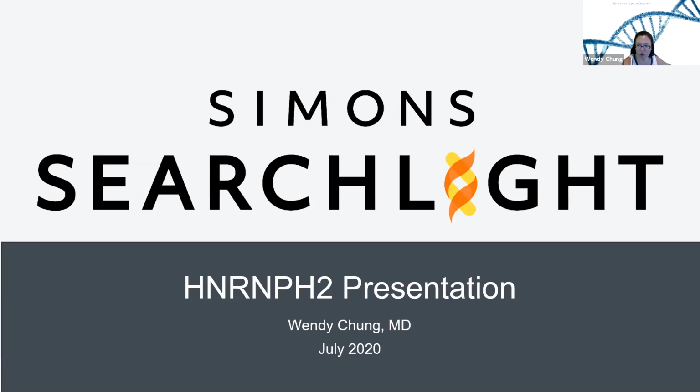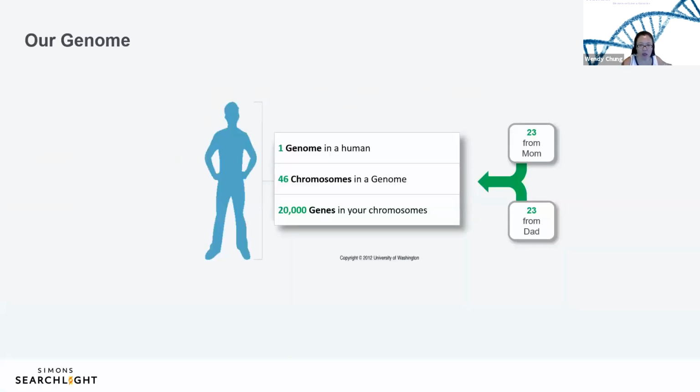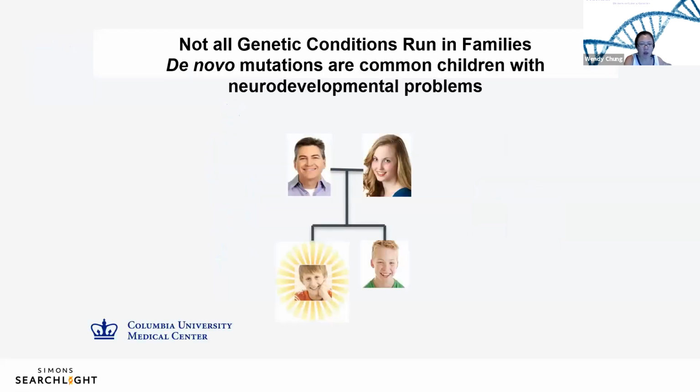I'm going to talk to you about what we know about HNRNPH2 from the Simons Searchlight study. So I'll start out with a little bit of explanation for genetics to help you understand your genetic test report for your child. And in thinking about this, we have a lot of genetic information in our cells. It's actually about 3 billion alphabet letters. And this genetic information comes half from the mother and half from the father.